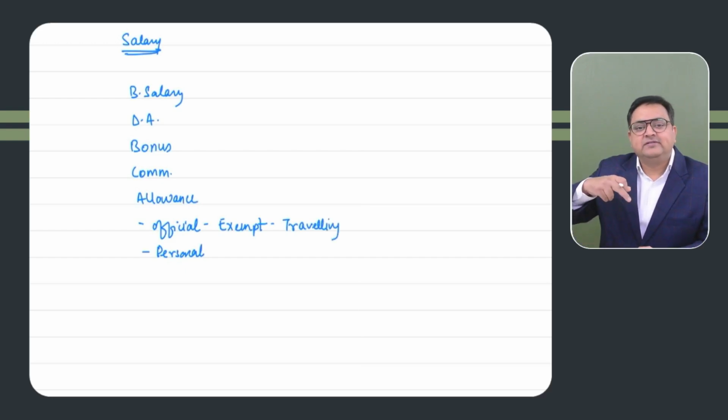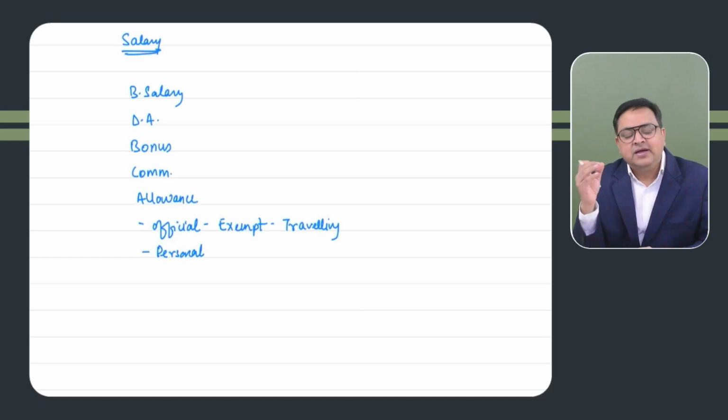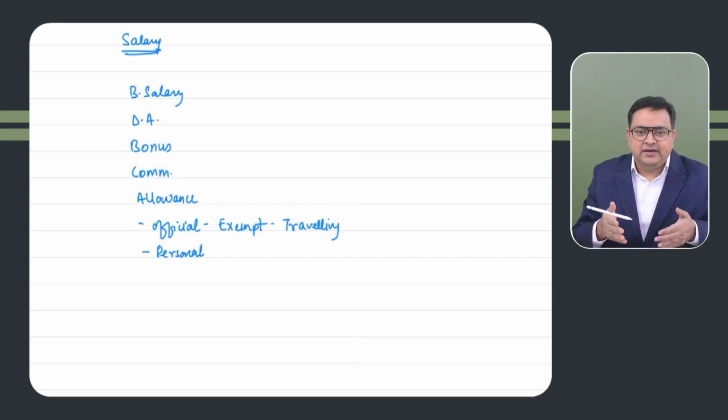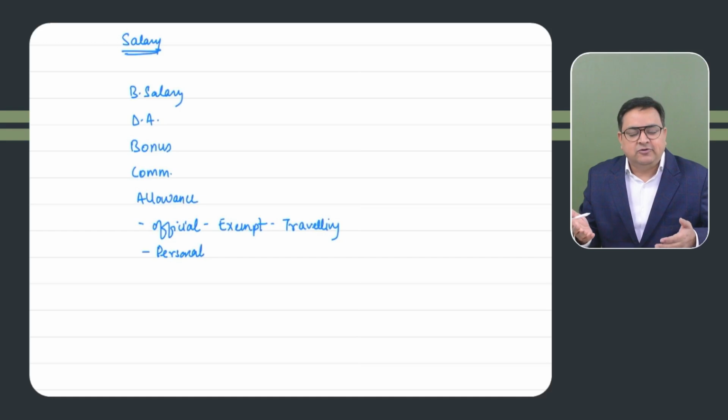If your employer is sending you outside the city, let's say you are working in a CA firm and that firm is sending you for an outstation audit. Let's say you're working in Chennai and they are sending you to Madurai. In that case, they will give you a traveling allowance. So traveling allowances are purely official allowances, so they will not be taxable.